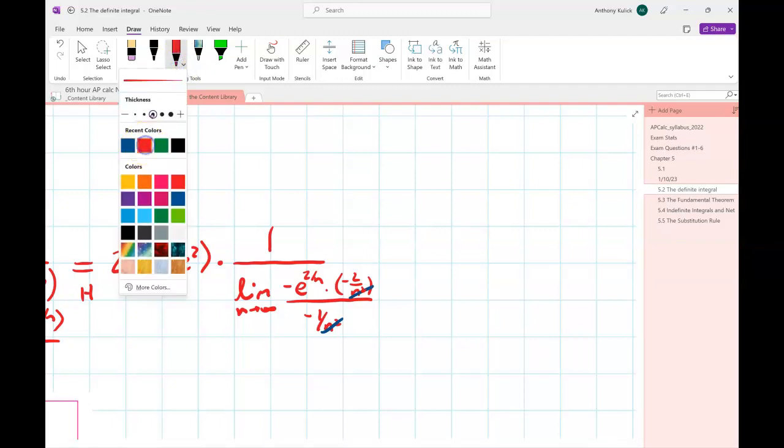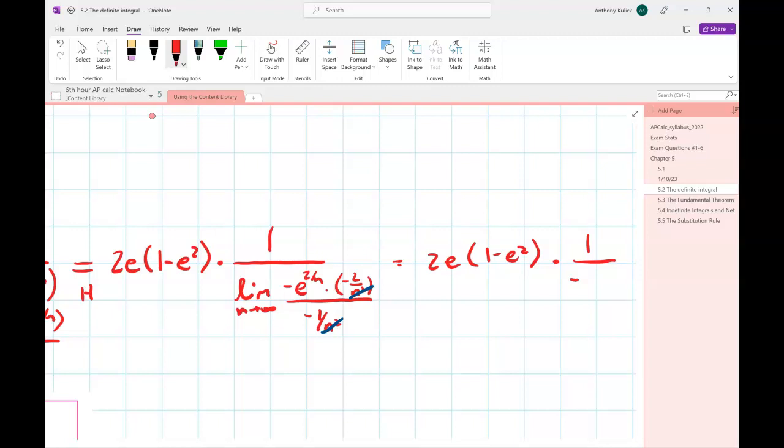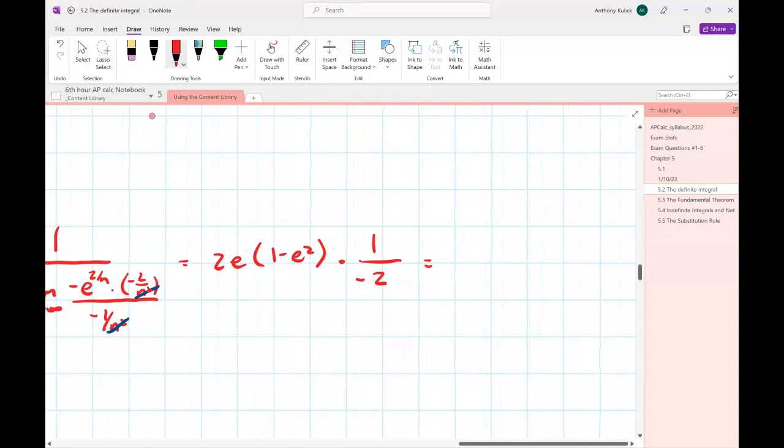And I can now do L'Hopital. Or I'm sorry, I can do direct substitution with the limit. So in the denominator, I have 1, 2, 3 negative signs, so that's a negative. And I have 2 over 1. So just that. So when I multiply this out, then I get e cubed minus e.